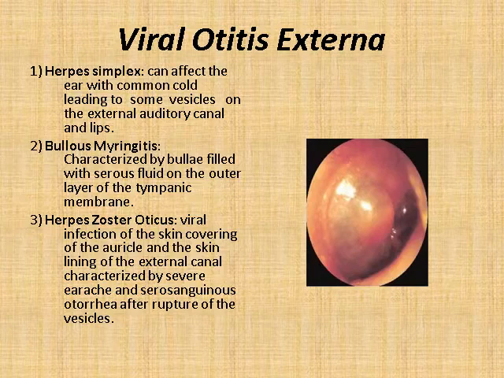And the third form of the viral otitis externa is what's known as herpes zoster oticus. This is caused by herpes zoster, chickenpox. It's a viral infection of the skin covering the auricle and the skin of the external auditory canal, and it is characterized by severe earache and serosanguinous discharge when these vesicles rupture.